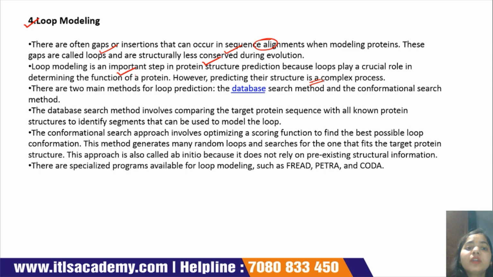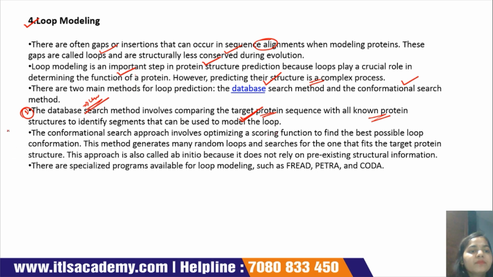Okay, there are two methods that are used to predict the loop. First is the data search method, next is the conformational method. In the data search method, we compare the target protein sequence with all known protein structures to identify the segment that can be used to model the loop. In data search, basically we perform a comparison between all known proteins.